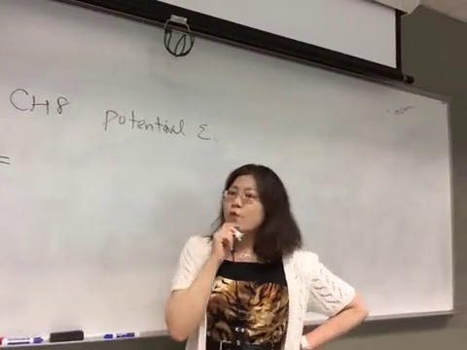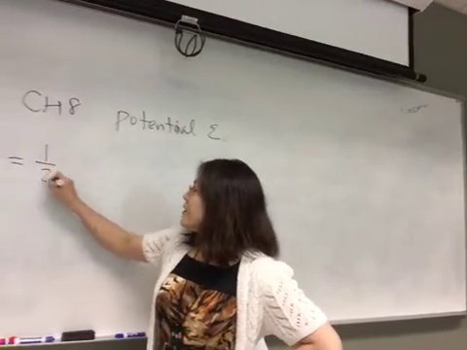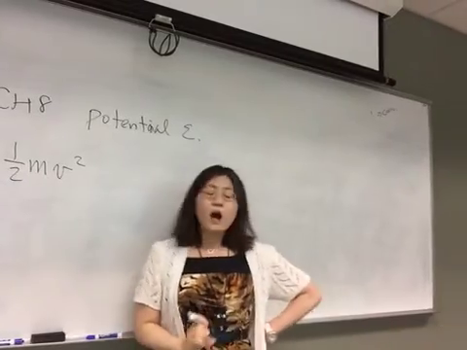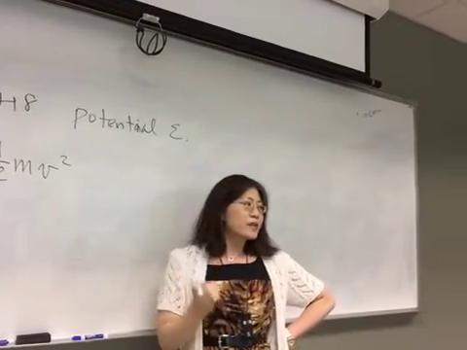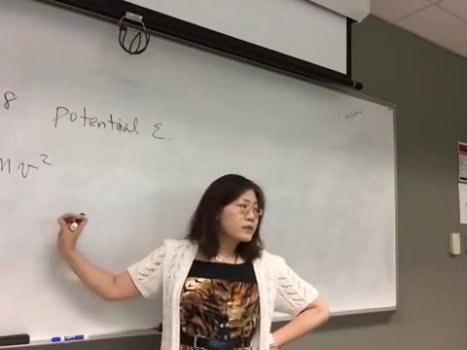So what is the expression for kinetic energy? That's 1/2 mv squared. So we can see that this expression of kinetic energy basically depends on the mass of the object and also the velocity, how fast the object is moving, v squared. So this is always a positive quantity, right?